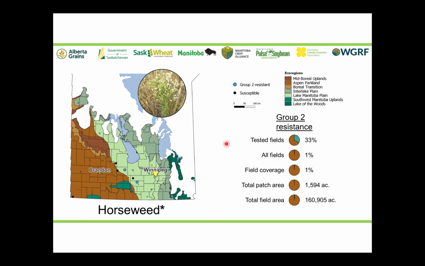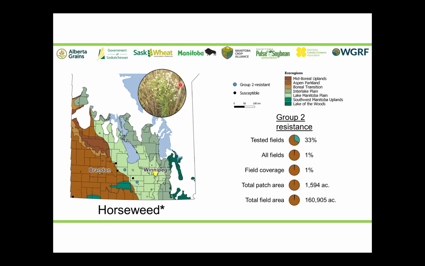And then horseweed, that's basically fleabane or Canada fleabane is what we call it. It's sometimes called horseweed, or it's sometimes called mare's tail. And we do know that we have group 2 resistance here. We found some here in the central part of Manitoba. And so a third of the fields that we tested where we found it, it was resistant, but province-wide, that only extrapolates out to 1%. We don't see a lot of this province-wide, but we are starting to see more horseweed.